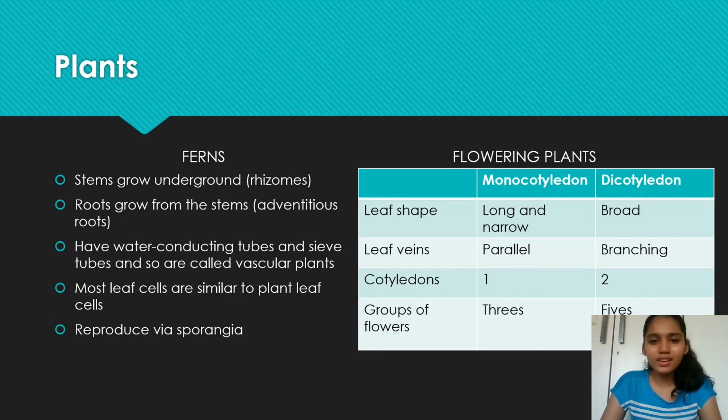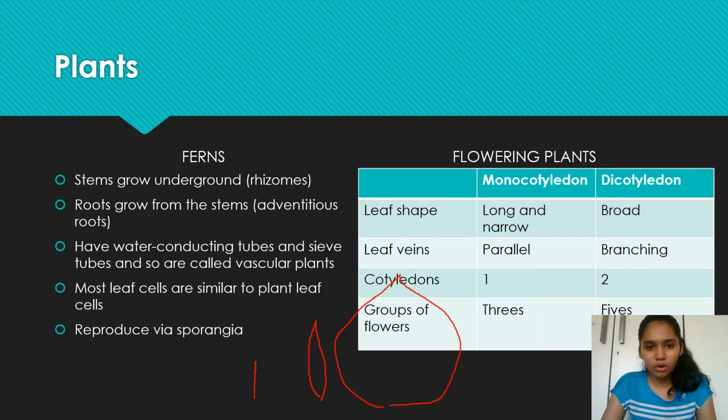Your work is done. So the leaf shape for monocotyledons is long and narrow, so that will essentially be like this. Whereas for dicotyledons is broad, like that. The leaf veins are parallel for monocotyledons, which means they're all like this, or like this, just completely straight. And they're branching in dicotyledons, which means they are like this. You've probably seen these before, but these are the key terms to describe it.